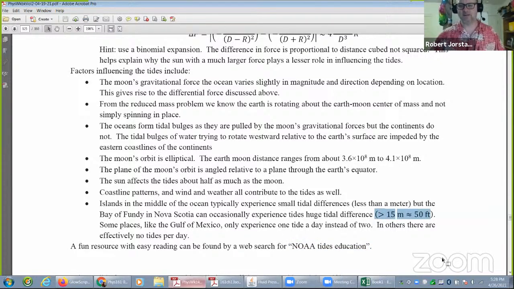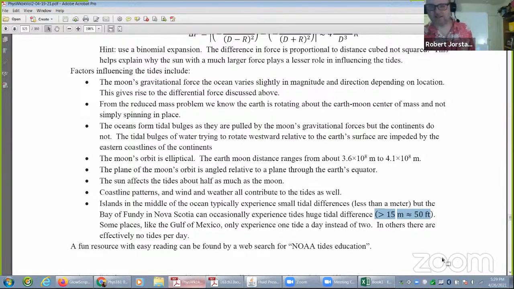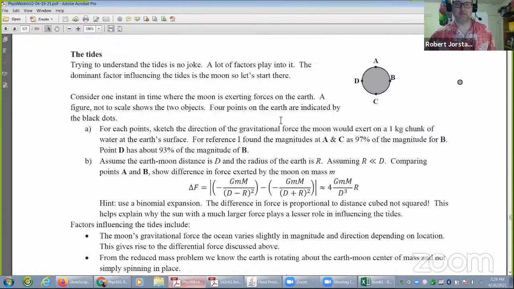Bay of Fundy. 50-foot tides. Isn't that crazy? That is crazy. Whereas in the Gulf of Mexico, sometimes you only get one tide. I'm telling you, let me sum up tides like this. It's no joke. Trying to understand the tides is no joke.